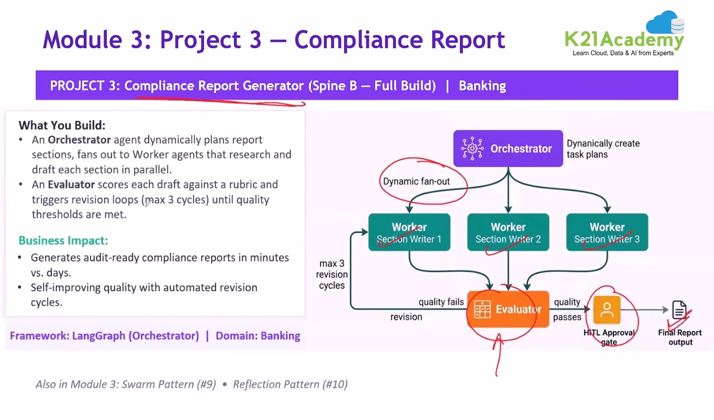Okay, you can also set how many times this happens, because if the evaluator finds that something is not right, it will go back to the worker agent: "Okay, boss, you have missed this. Why don't you complete that and send it back to me again?" So this cycle is also going to be implemented. This is going to be a very, very interesting project. This is your compliance report generator, project number three.